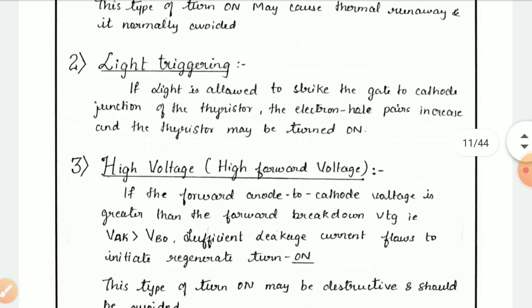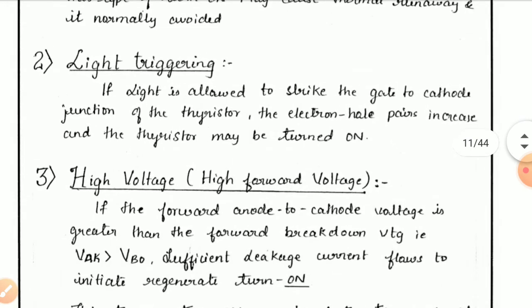If high intensity light radiation is allowed to strike the gate and cathode junctions of the thyristor, then the electron-hole pairs increase, and the thyristor is turned on. So as the electron-hole pairs increase, they tend to turn on the device.